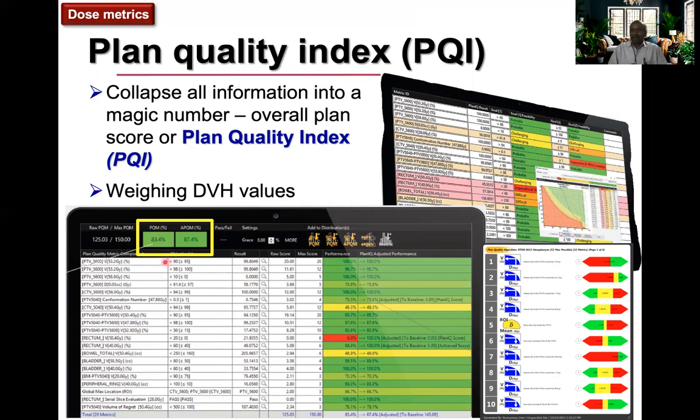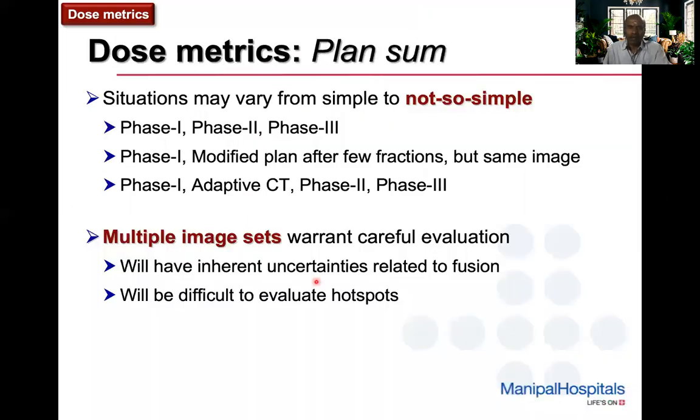Planning competitions, where they want to compare between plans, use such commercial algorithms, including the one that we are going to see in the coming days. So the plans in the competition are assessed using this plan quality index, and the maximum value is 150, and how much a particular plan has scored, we can just tell in one number. All the criteria are taken into account by weighing the different dose volume histogram values.